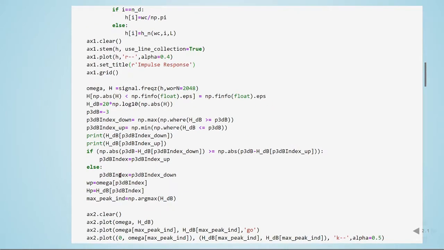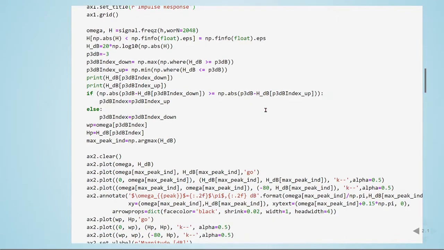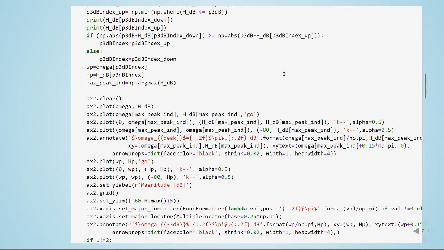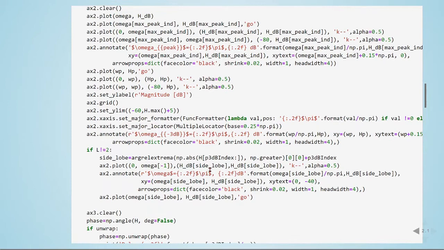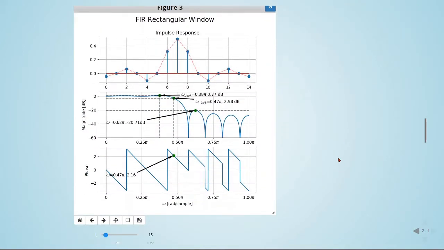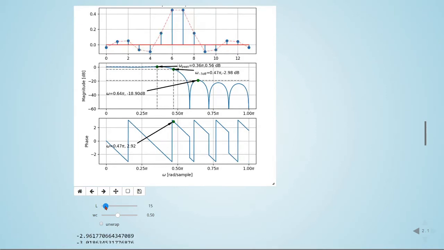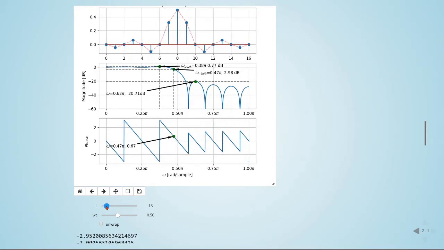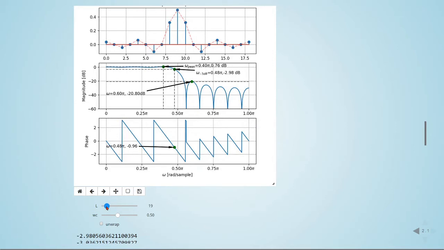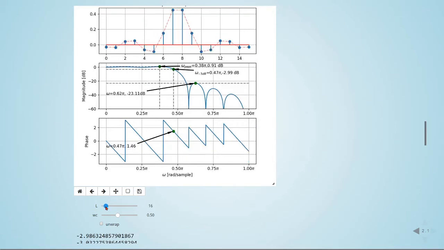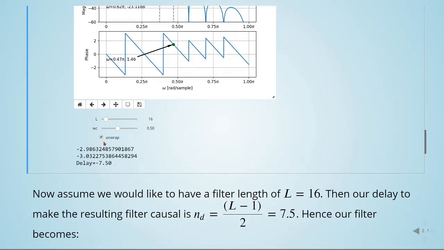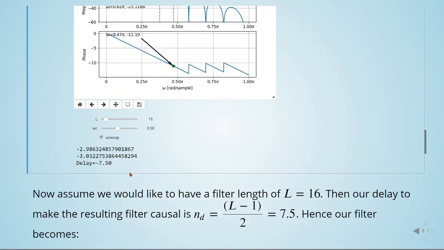Then we have the magnitude in dB, with some annotations to find the omega at minus 3 dB and the omega for the peak of the side lobe, and we are also plotting the phase. That's what we have here now. If we use our example that L is equal to 16, then 16 minus 1 is 15, divided by 2 is 7.5, and we can calculate our delay, which is equal to 7.5.